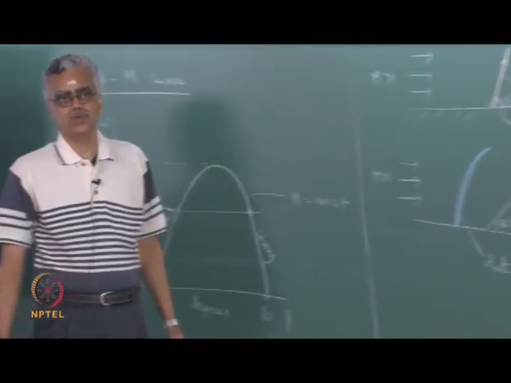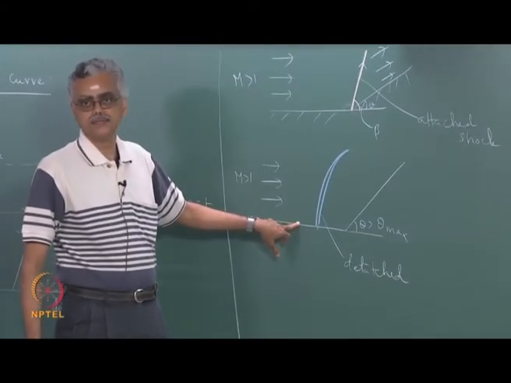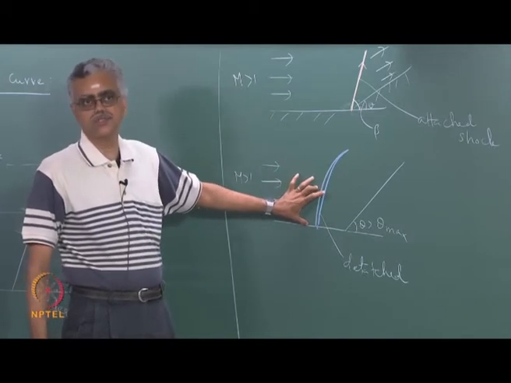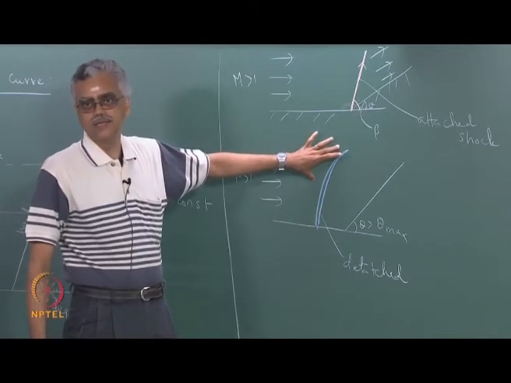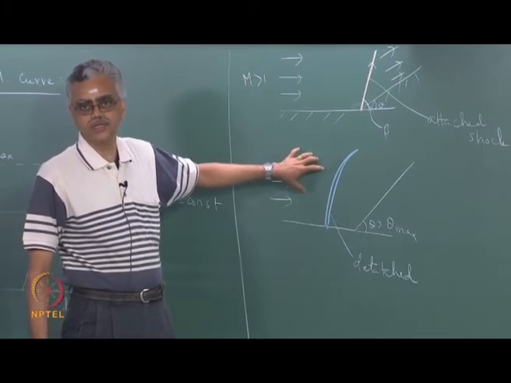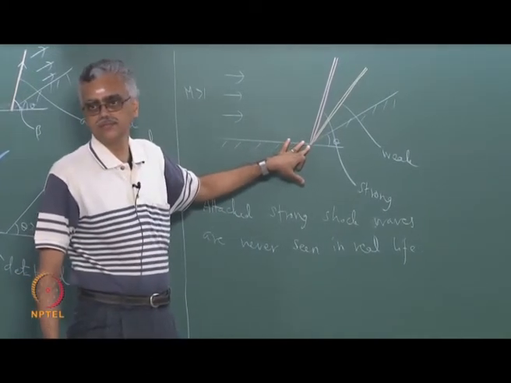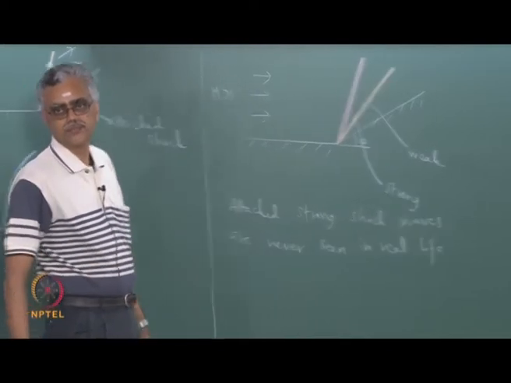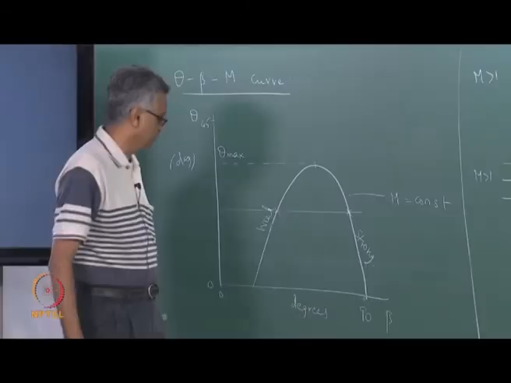I said attached strong shock solutions, but when a shock wave detaches itself like this, right, we will discuss the structure of this shock wave later on. Part of the shock wave is actually strong and part of the shock wave is actually weak. So detached shock waves can have strong shock in some parts and weak shock in other parts, but an attached shock solution like this is never seen in real life. You always get only the weak oblique shock, attached weak oblique shock. Okay? That is the second point that is important about this curve.